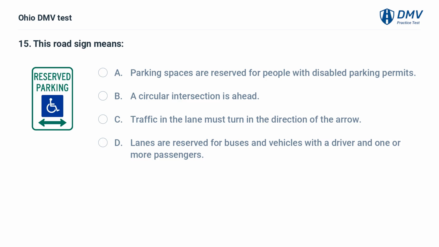This road sign means A. Parking spaces are reserved for people with disabled parking permits. B. A circular intersection is ahead. C. Traffic in the lane must turn in the direction of the arrow. D. Lanes are reserved for buses and vehicles with a driver and one or more passengers.